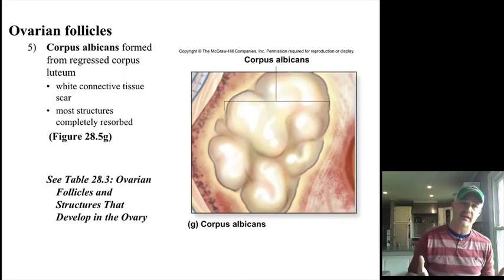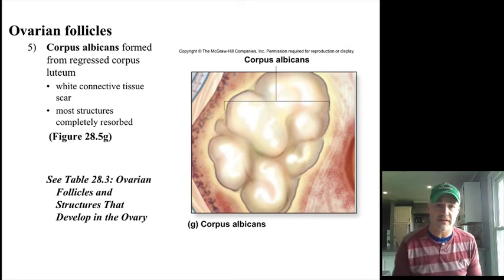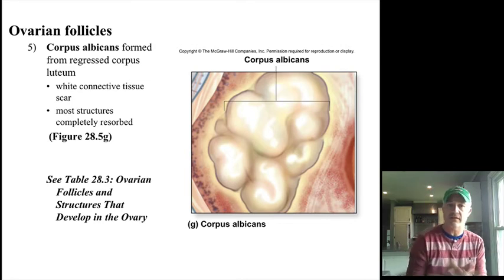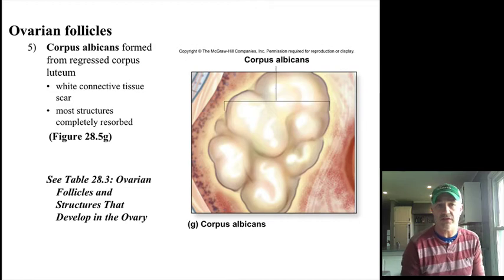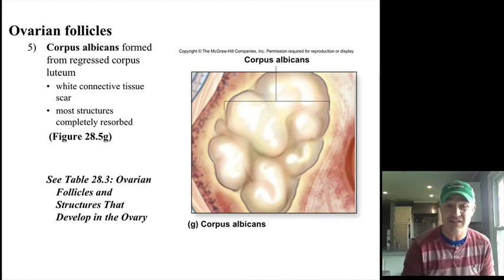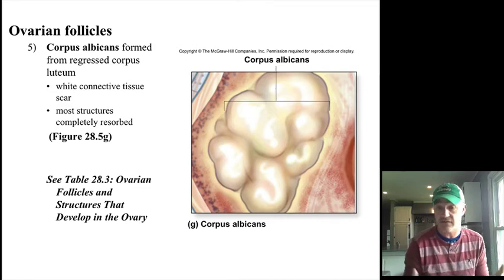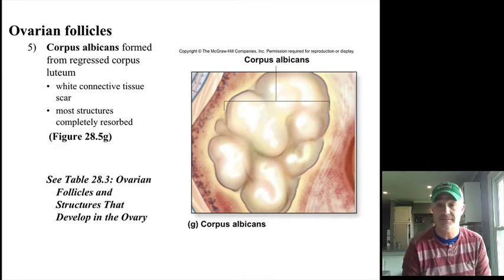If no pregnancy takes place, or even after a pregnancy takes place, sooner or later this corpus luteum is going to completely regress to what's called the corpus albicans, which is mainly just connective scar tissue, and the rest of those structures have been reabsorbed.